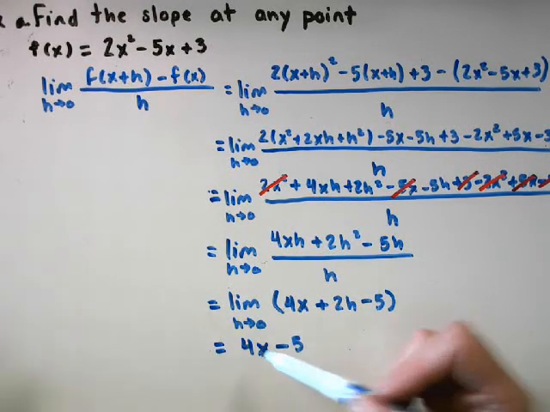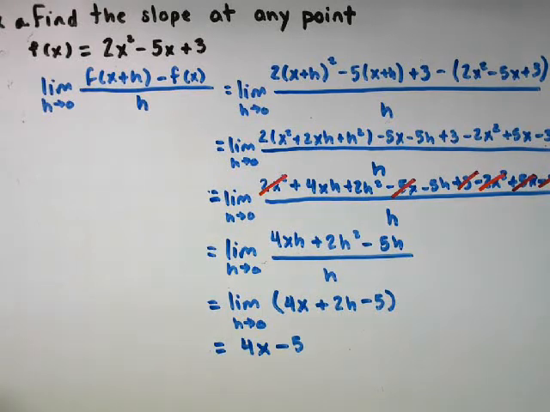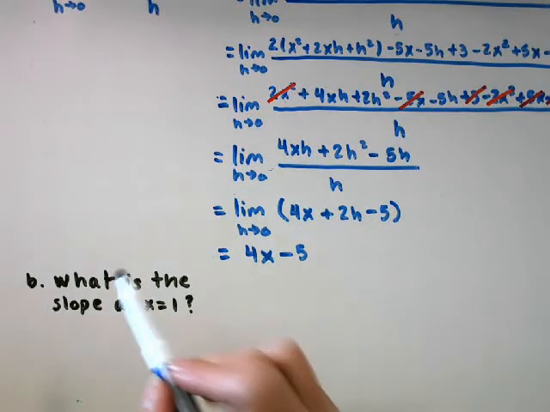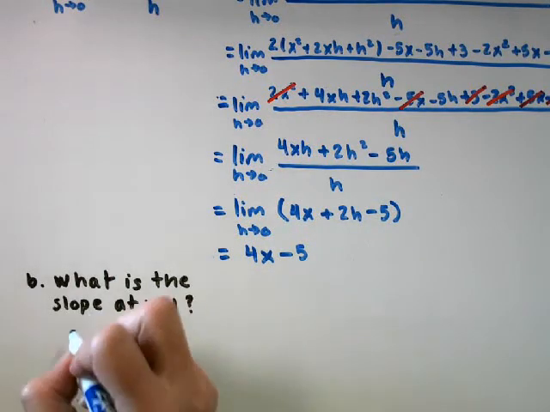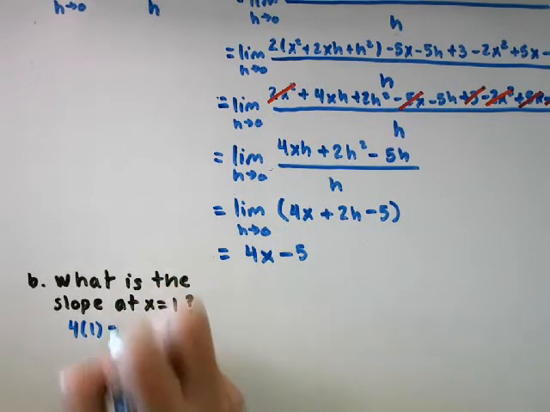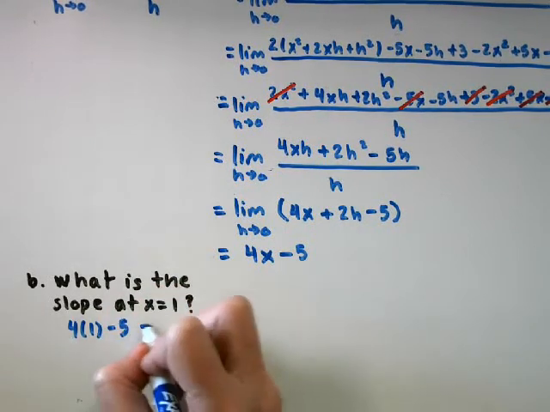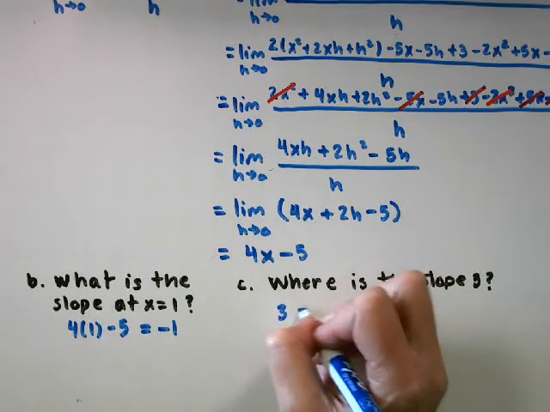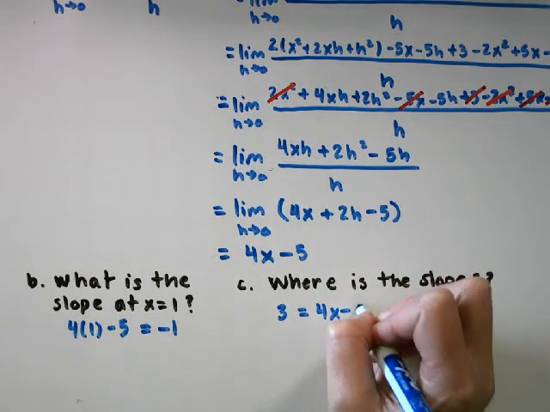So we can answer questions like, what is the slope at x equals 1? So we just plug in 1. 4 minus 5 is negative 1. So if you were to graph the parabola at 1, our slope is negative. Where is the slope equal to 3? So I set 3 equal to the derivative. So 8 equals 4x. So when x is equal to 2, our graph has a slope of 3.